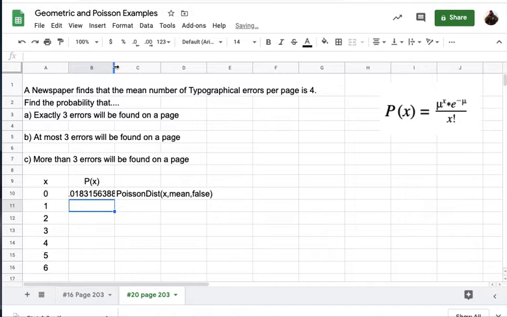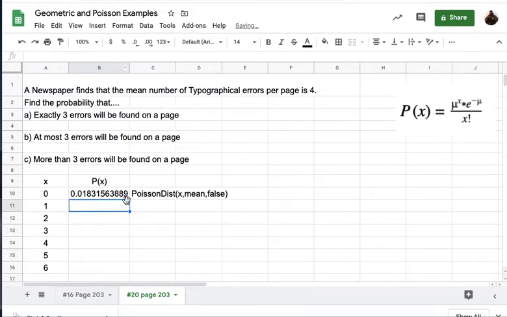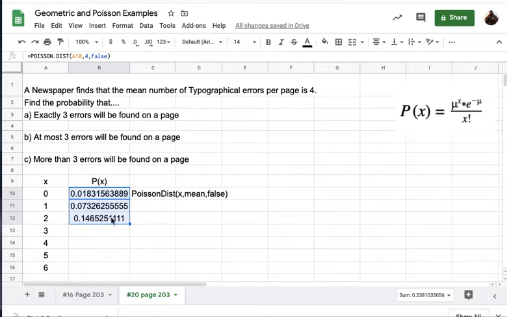And it has given us the probability that there will be 0 errors on a page is about 2%, very low. Which makes sense. If on average there's 4 of them, the idea that a page is going to go by with none will be a pretty small answer. Now we can retype that, or we can just drag and drop. The probability that there's 1 error would be about 7%. Probability that there's 2 errors now is all the way up to about 15%.